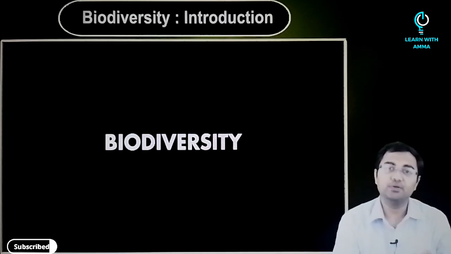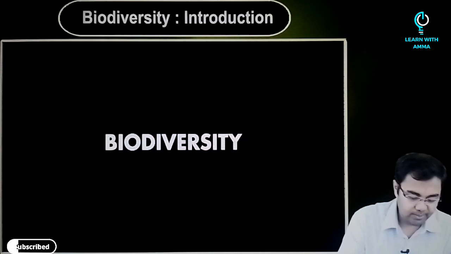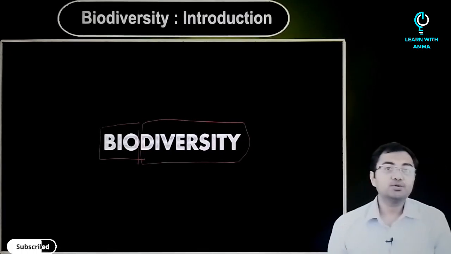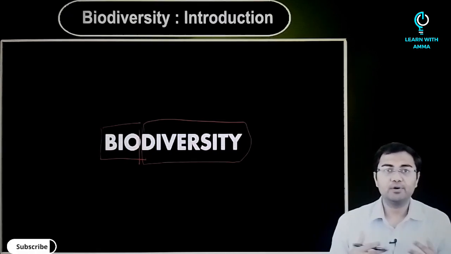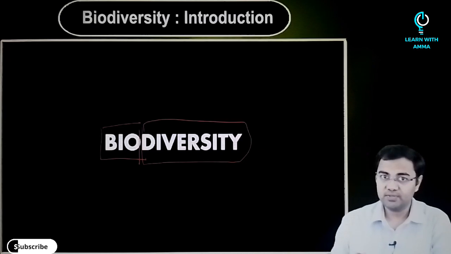So first of all, when we talk about this particular term biodiversity, if you try to break it down, you will get the meaning of it. The meaning basically will come from these two words, one being bio and the second being diversity. So if you break it down, basically it becomes biological diversity. So we are talking about the biological diversity of the earth.